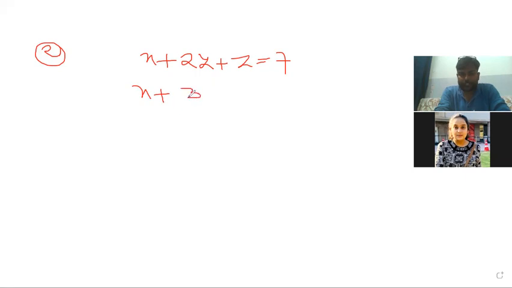Okay, now come to the other example, that is for a 3x3 matrix. x plus 2y plus z is equal to 7. x plus 3z, y is missing here, is 11. 2x minus 3y is equal to 1.